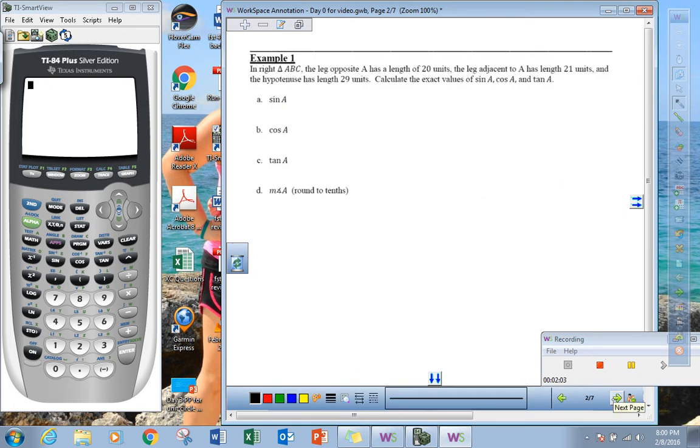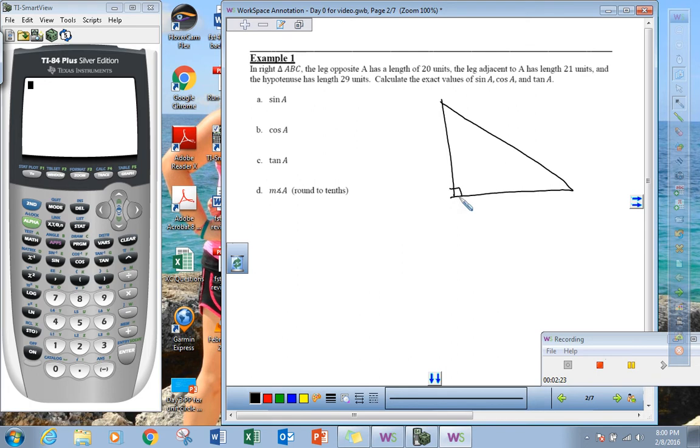If you will, scroll on over to your number 1. I'm going to click right through these because, like I said, I believe it's review. So here goes. In right triangle ABC, the leg opposite A has a length of 20. Let me pause here for just a second. If you will, draw some right triangle.